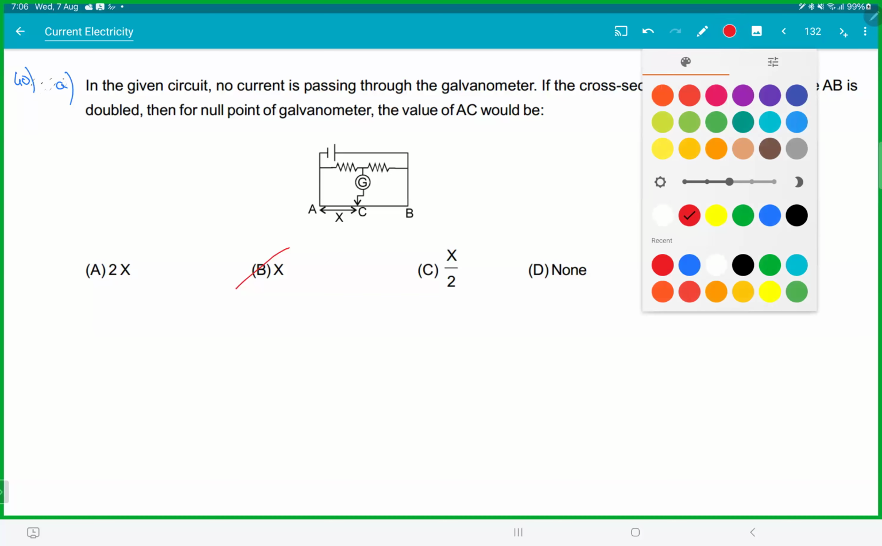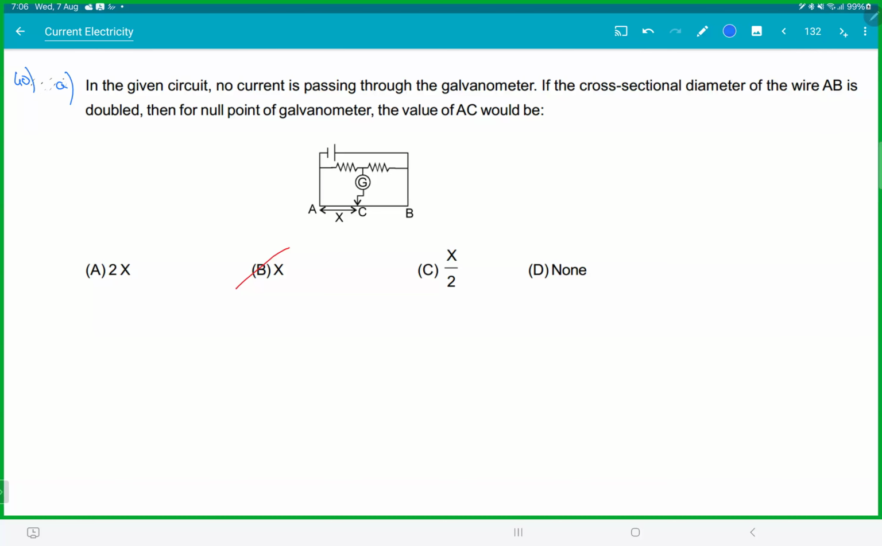You're getting it. So what you're indirectly doing is when you double the cross section of the wire, so this is what is happening. See, for A and B, the resistance will be, let's say, R. When the wire becomes thicker, double the diameter, we know R is equal to rho L by area, which is pi R square. So resistance will become R by 4.